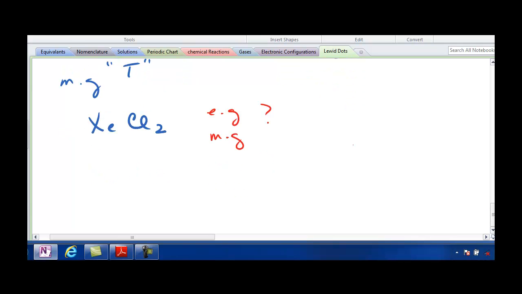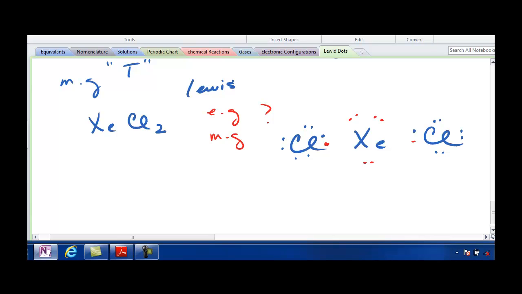So I first do Lewis. I'm going to put a Cl and a Cl. Chlorine is group 7, so it has 7 electrons: 2, 4, 6, 7. Xenon has how many? 8. So xenon's going to give 1, 2, 3, 4, 5, 6, 7, 8. If you have 8, you write 8 dots.